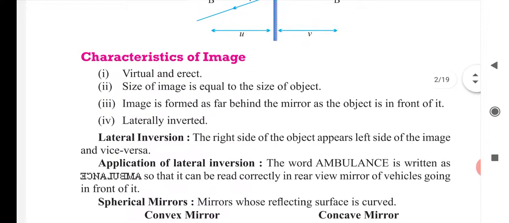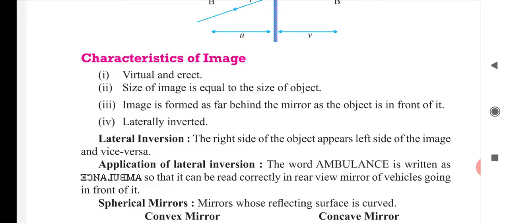There are many applications, but here I am mentioning one application, that is, the application of lateral inversion. The word ambulance is written like this, so that it can be read correctly in the rear view mirror of vehicles going in front of it. You might have seen that on an ambulance the word is written inverted, with lateral inversion letters, so that you can easily read it in the vehicle mirrors and give them way. So this is the application of lateral inversion in the case of mirror.